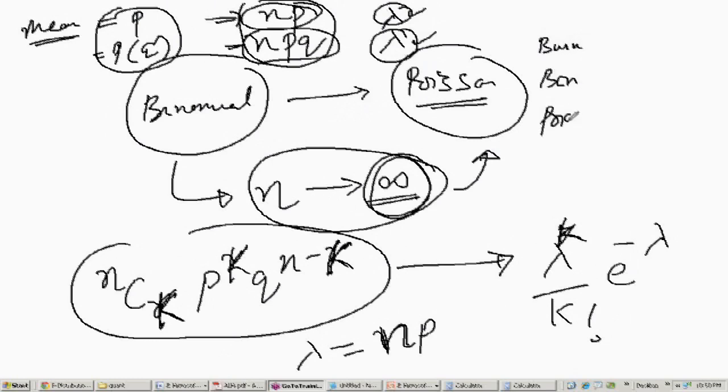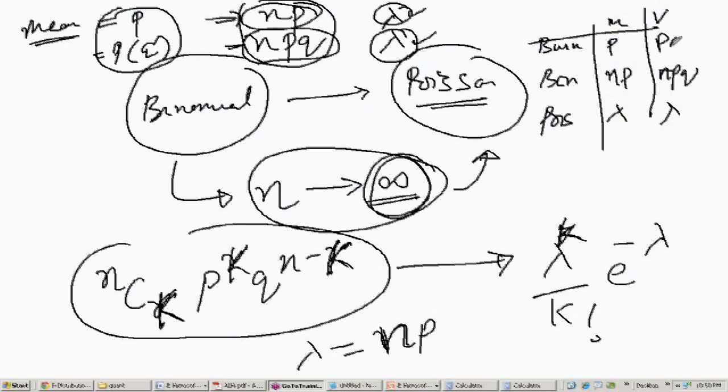Bernoulli, binomial, Poisson. You have to know the mean and you have to know the variance: p, np, lambda, lambda, npq, pq. A binomial distribution will become a normal distribution when n becomes infinite, when n is very large. So you can say that for very large n, lambda will become np.